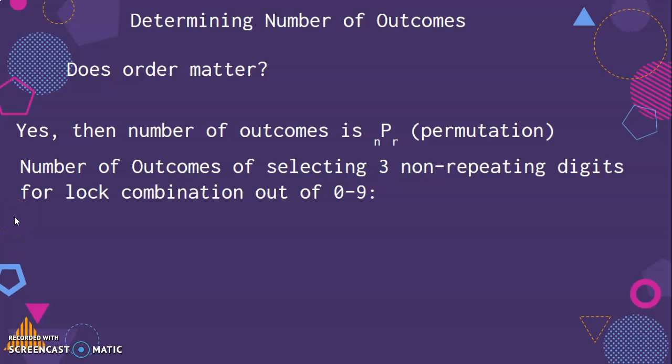Here's an example: the number of outcomes when selecting 3 non-repeating digits for a lock combination. So we have a lock combination of 3 digits, non-repeating, like 572. And remember, with a lock combination, 572 and 275 are different combinations. So yes, order matters here. Our function uses 10, the total number of digits. Remember, 0 through 9, there are actually 10 digits here. So we have 10 total digits, and we're going to pick 3 of them. The order matters, so that's why it's the P function, the permutation.